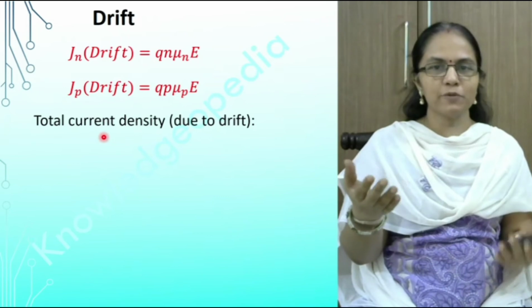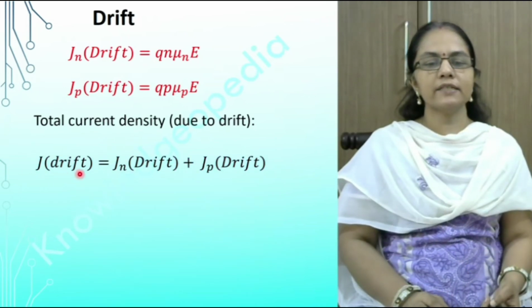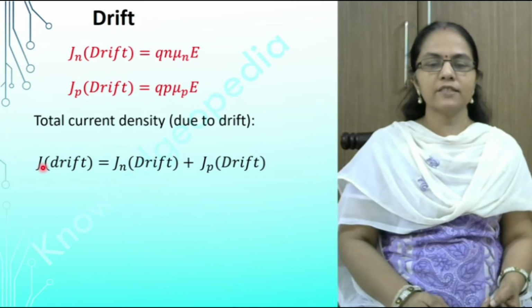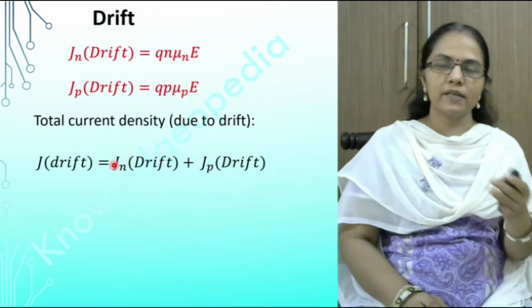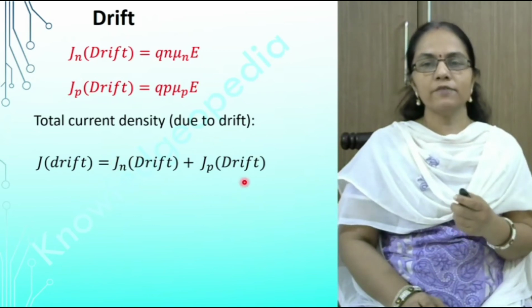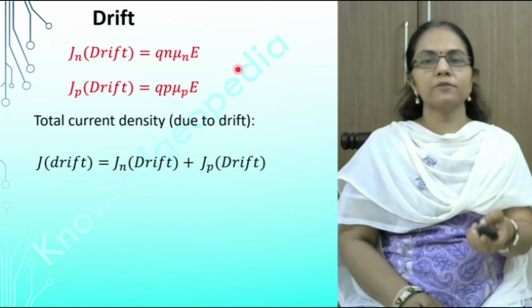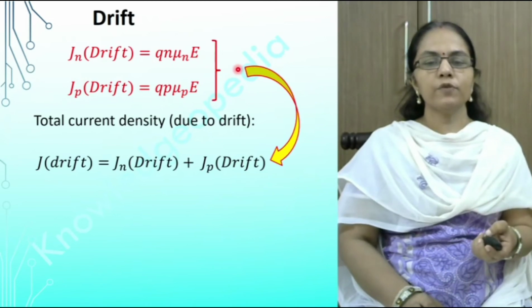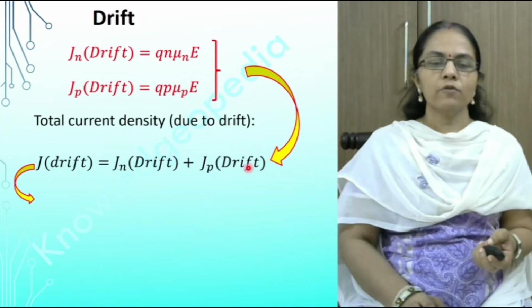That is a simple thing. We have to just add them up. So what is the total current density due to drift, that is J drift? It is equal to the drift current due to the electron drift and the drift current due to hole drift. Now we already have the expressions for these two. If we substitute those values into this equation, what will we get?